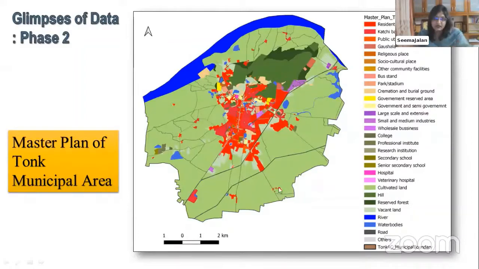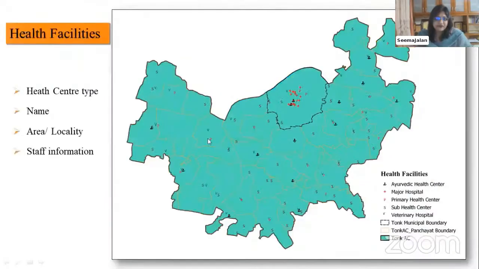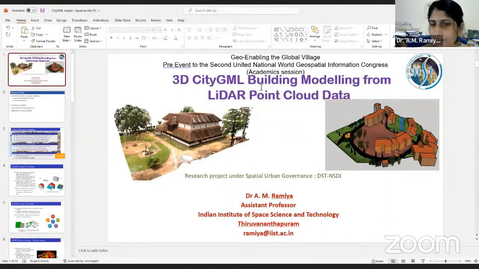This is the master plan of Tonk municipal area, the land cover of the entire constituency. This is again a research project funded under Spatial Urban Governance from DSG, 3D CityGML Building Modeling from LiDAR Point Cloud Data.